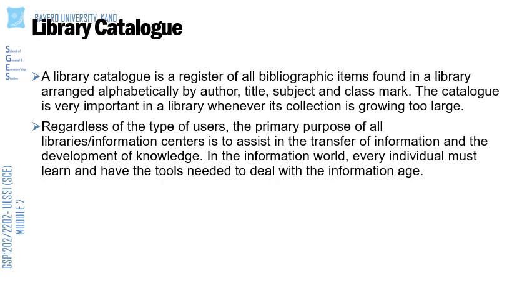A library catalog is a register of all bibliographic items found in the library, arranged alphabetically by author, title, subject, and class mark, depending. The catalog is very important in a library whenever its collection is growing too large. Regardless of the type of user, the primary purpose of libraries or information centers is to assist in the transfer of information and development of knowledge. In the information world, every individual must learn and have the tools needed to deal with the information age.